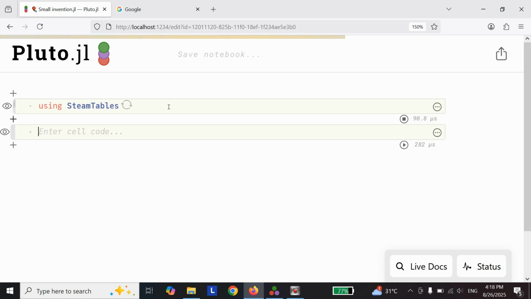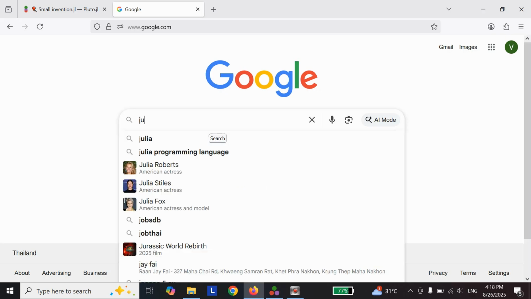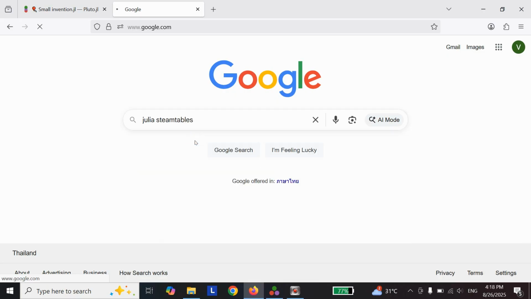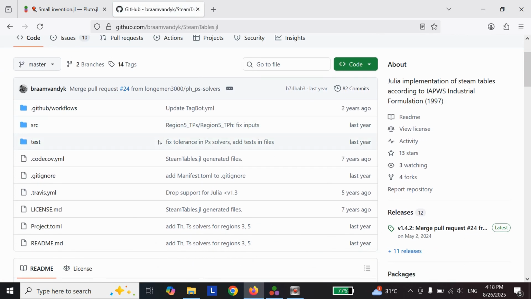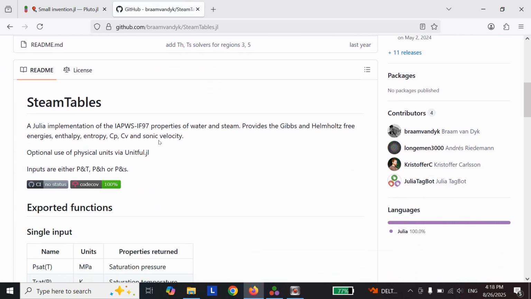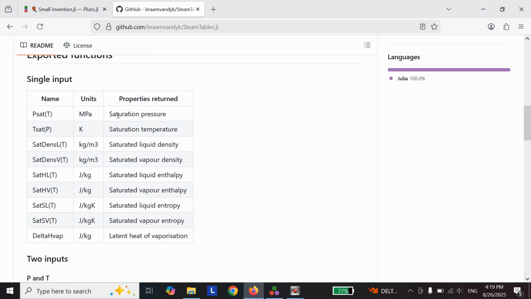While we are loading this library, let's switch to the search engine to see the description or instruction for using this library. If I search Julia and steam tables like so, the very first item here is basically the instruction on how to use this library. As you can see here, we can calculate pressure, temperature, volume, entropy, and many things, just like what we are going to find in an actual steam table. And you see the units incorporated in this library.